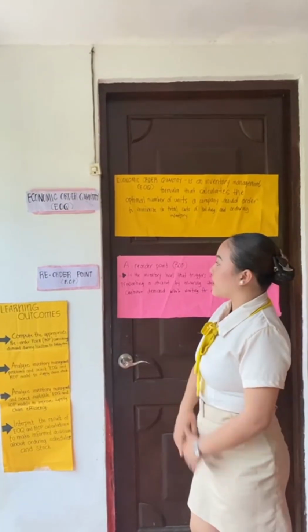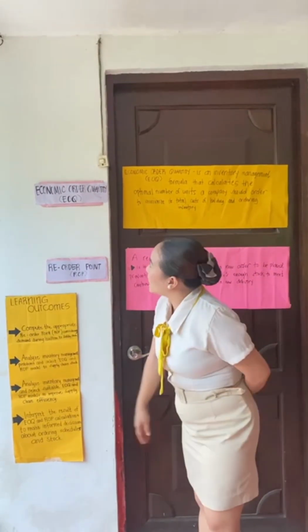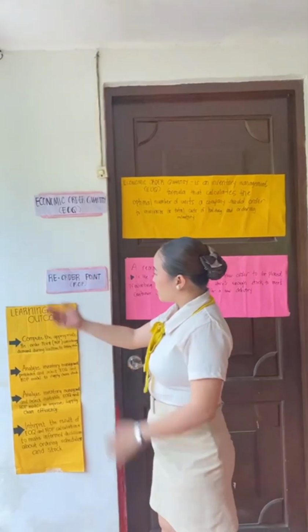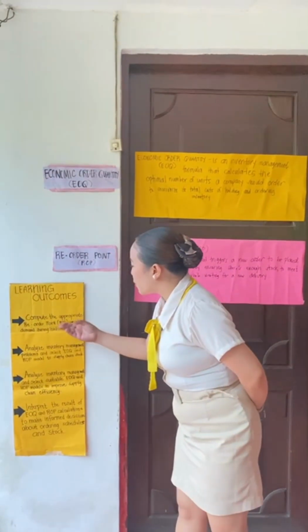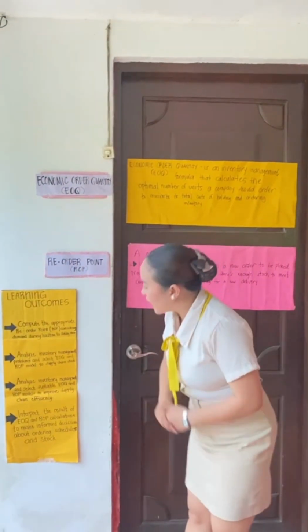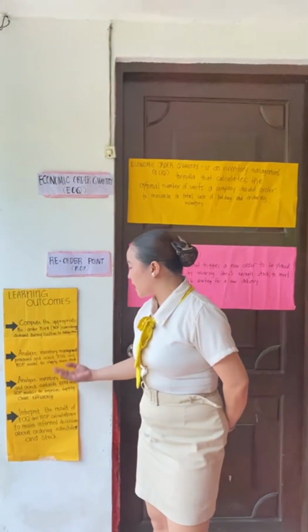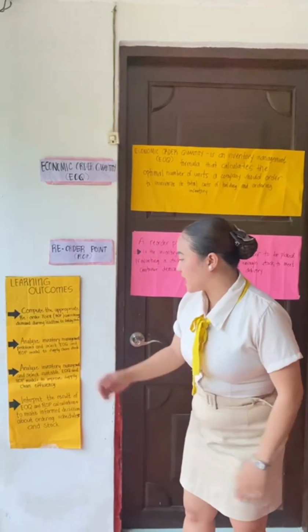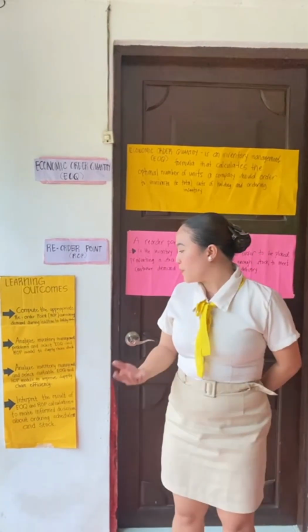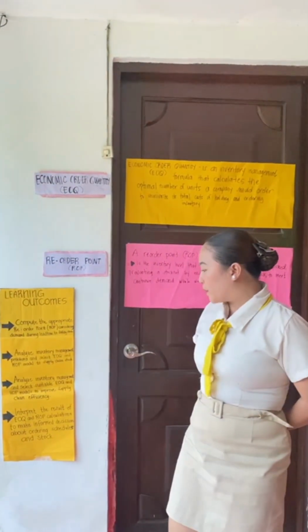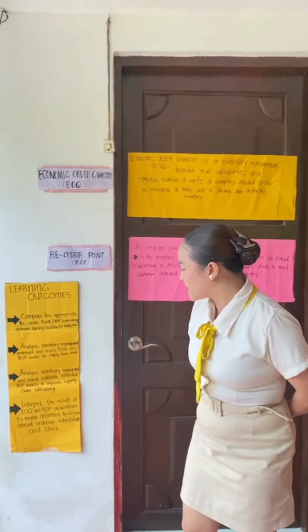So I'll be discussing the reorder point or the ROP and the economic order quantity or EOQ. Before we start, I have here the learning outcomes. First, compute the appropriate reorder point or ROP, considering demand during the lead time to safety stocks. Second, analyze the inventory management problems and select the EOQ and the ROP model to supply chain stock. Third, analyze inventory management and select the suitable EOQ and ROP models to improve the supply chain efficiency. The last one is to interpret the result of EOQ and ROP calculations to make informed decisions about ordering schedules and stocks. What is reorder point?